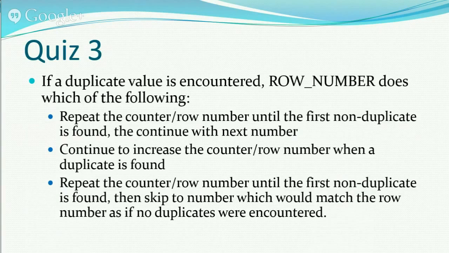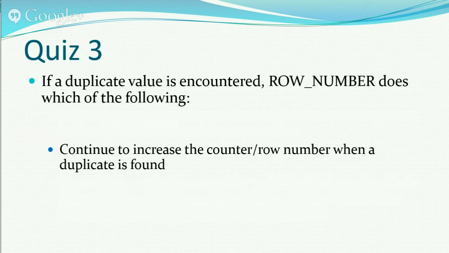Okay, this one's a little bit more wordy. So if a duplicate value is encountered, row number does which of the following? Repeat the row counter number until the first non-dupe is found, and then continue with the next row number. Continue to increase the counter row number when a duplicate is found. Or repeat the row counter number until the first non-dupe is found, and then skip to the next number, which would match the row number as if no dupes were encountered. B? Yeah, if we had letters. Again, the middle one. There's 2 tests here, a test for communication and figuring out the right SQL answer. Yeah. All right, good job.